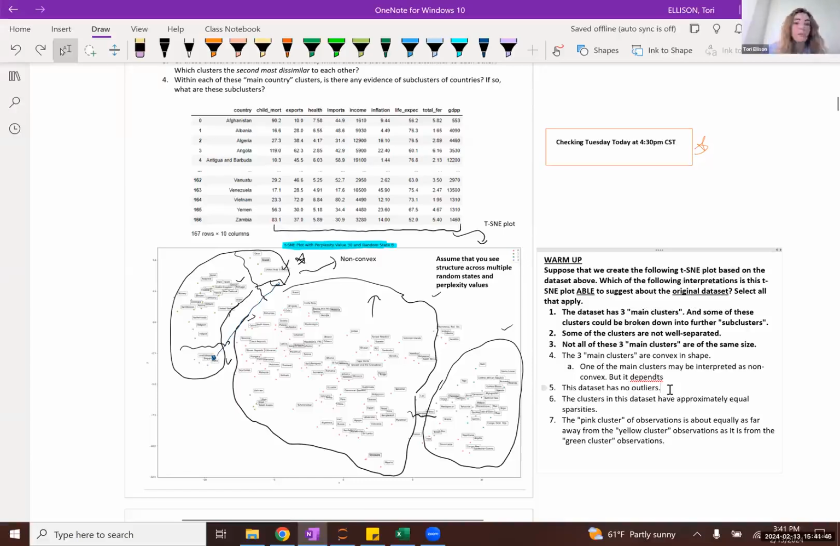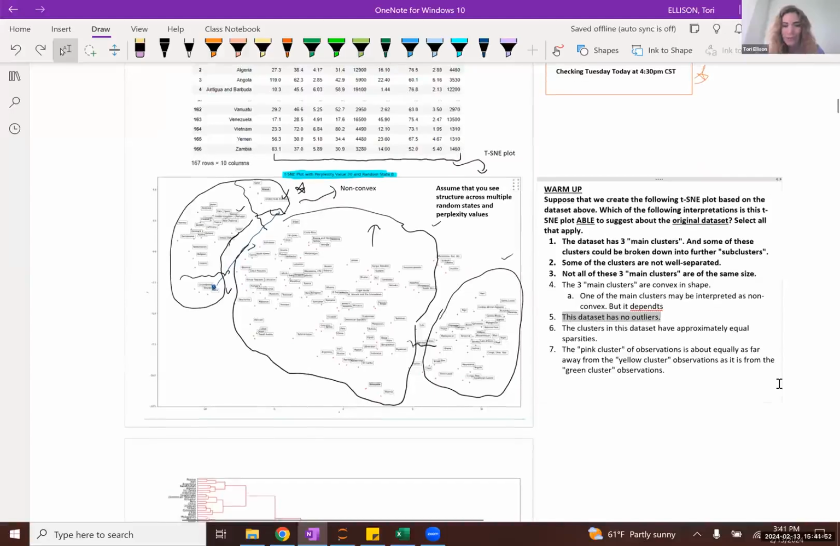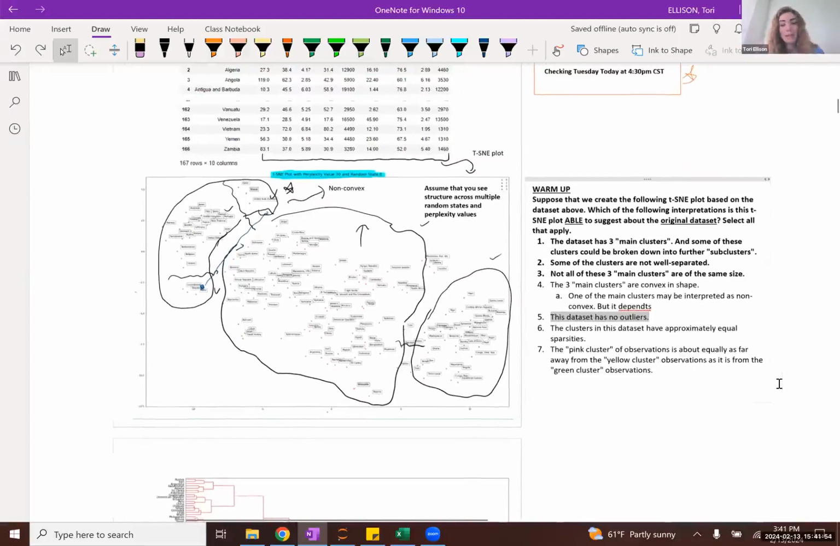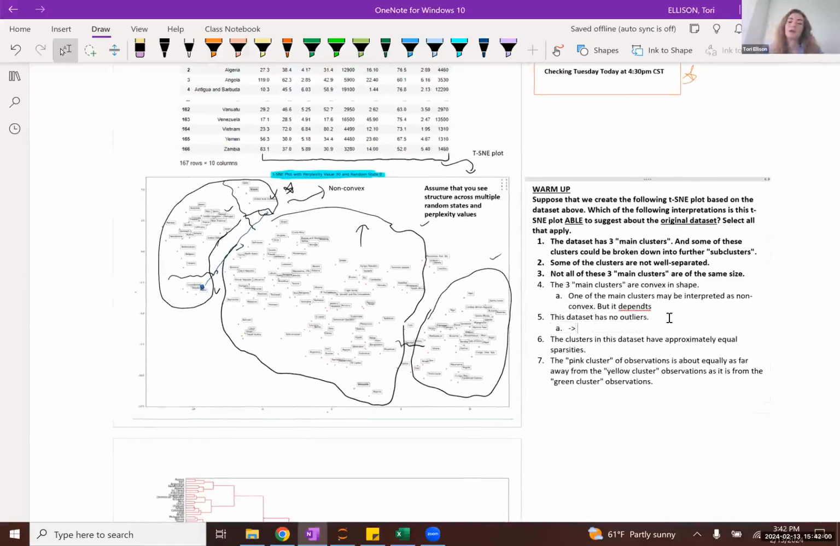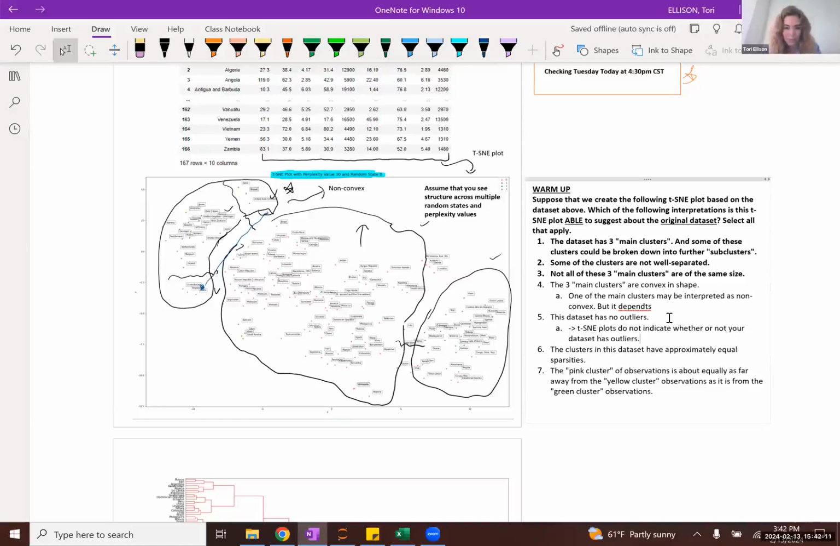Cool. Oh my God, that's amazing. Everybody got it right for number 5. Yeah, I love that. So number 5 is claiming that based on what we see here, this data set has no outliers. And yeah, we cannot make that interpretation based on a TSNE plot. You want to recall, TSNE plots do not indicate whether or not your data set has outliers.